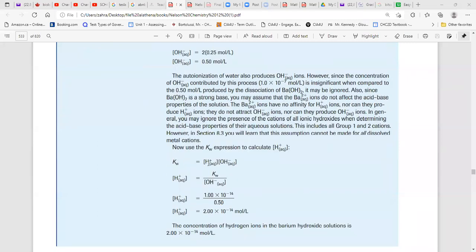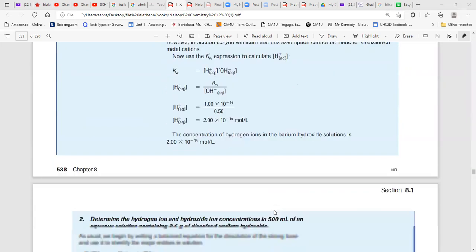Therefore, we know Kw is the hydrogen concentration multiplied by the OH concentration, where Kw is 10 power negative 14. You rearrange for the hydrogen concentration: Kw divided by the concentration of OH. The concentration of OH we got is 0.5, and the concentration of hydrogen ion will be this.